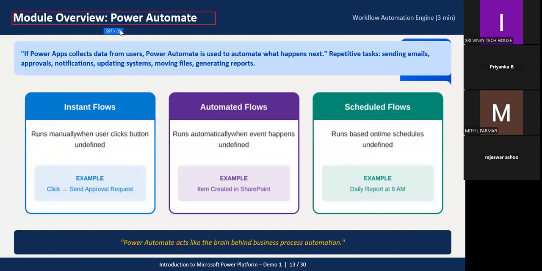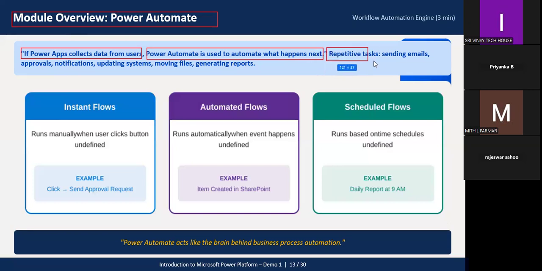So, module overview about Power Automate. If Power Apps collects data from users, for example if users submit a leave request, Power Automate is used to automate the approval process. For the approval process, it will send an email notification to the manager and HR. And HR can approve or reject the leave from the mail notification itself. No need to come to the application.